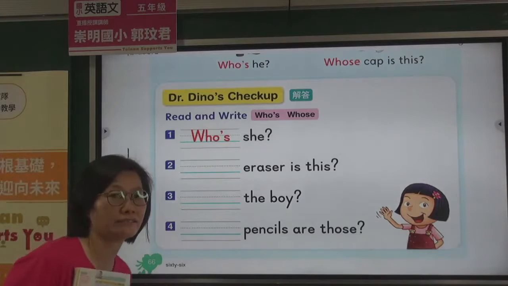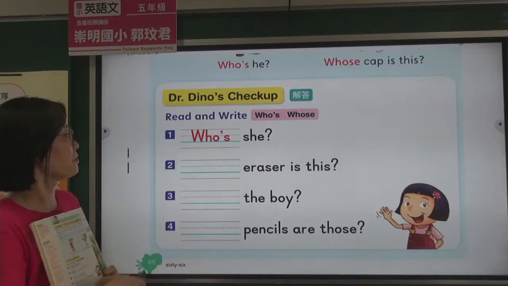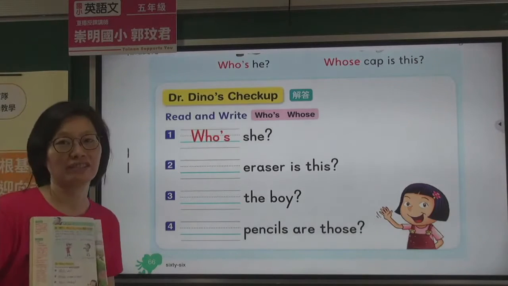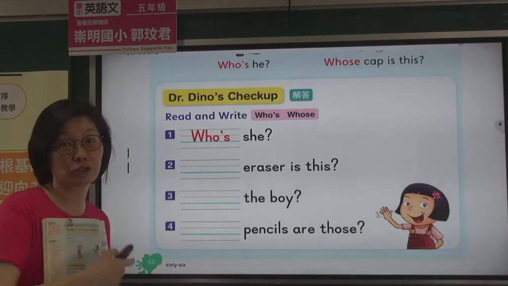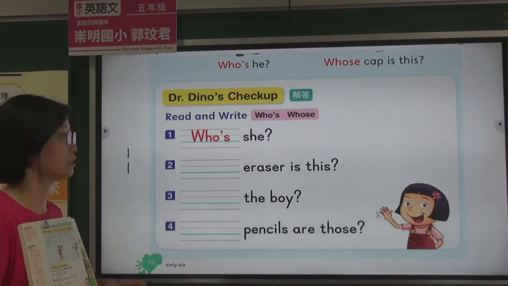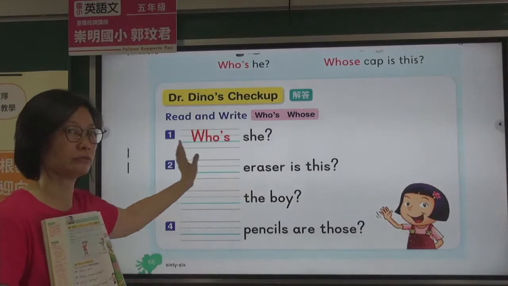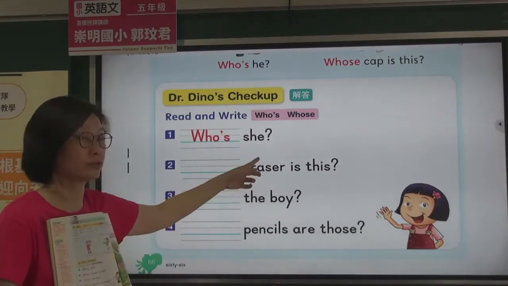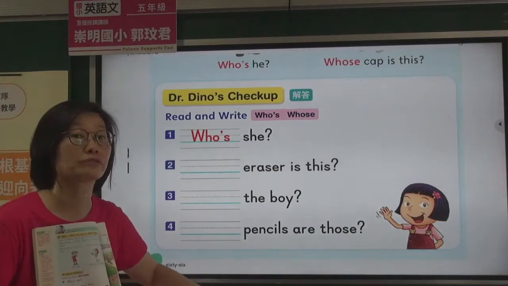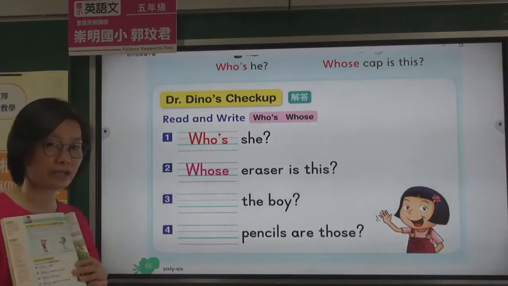All right, done? Okay. All right, so number 1, who's. That is the contraction who's. Who is, who's. Okay, how about number 2? Can you read the question? Go. Whose eraser is this? So which whose? WH question whose. Okay, do you get it?